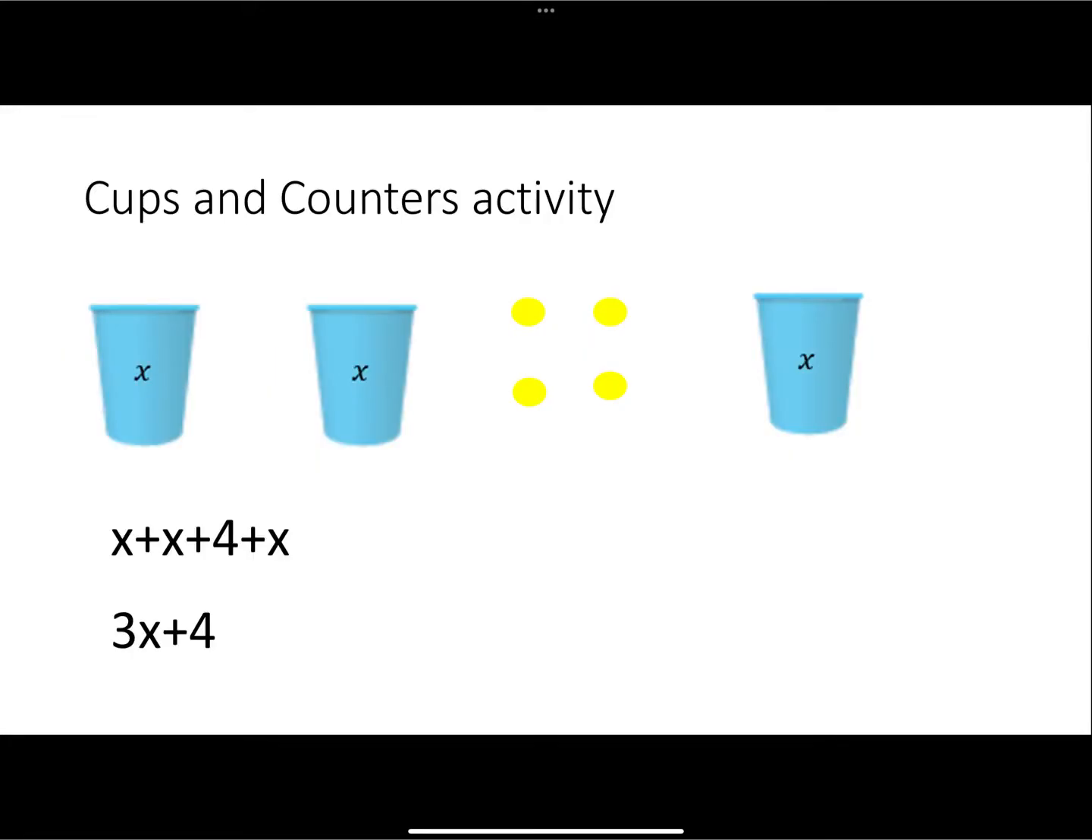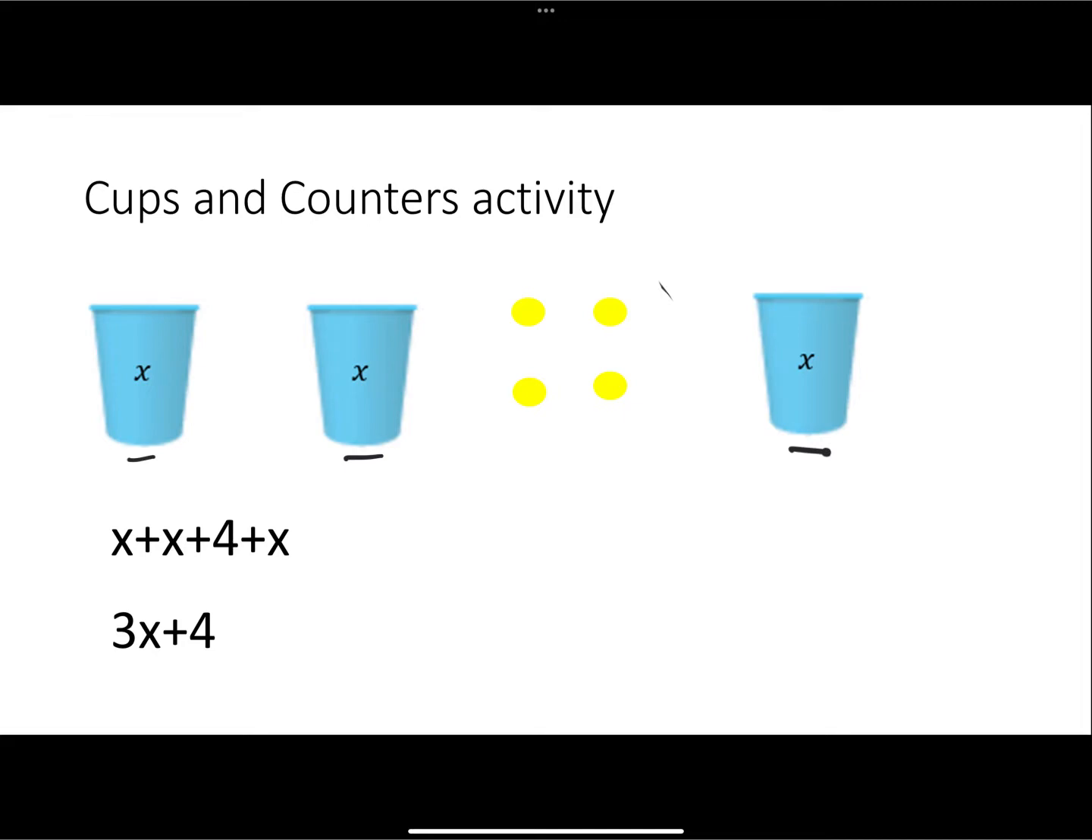So we have a cups and counters activity. You can see that our cups have variables, so we have x and an x. The reason we've used cups to symbolize them is because that can be any value. So the cup can hold any value for x. In this particular case, I have 1, 2, 3 x's, and then I have this series of dots here. That's a constant. There's only ever going to be that many dots. So let's have a look at how that's been rewritten.